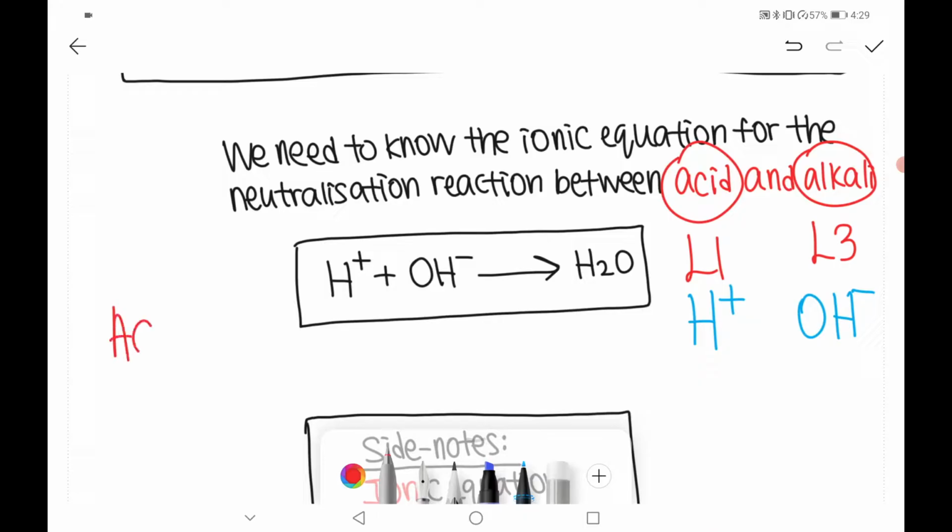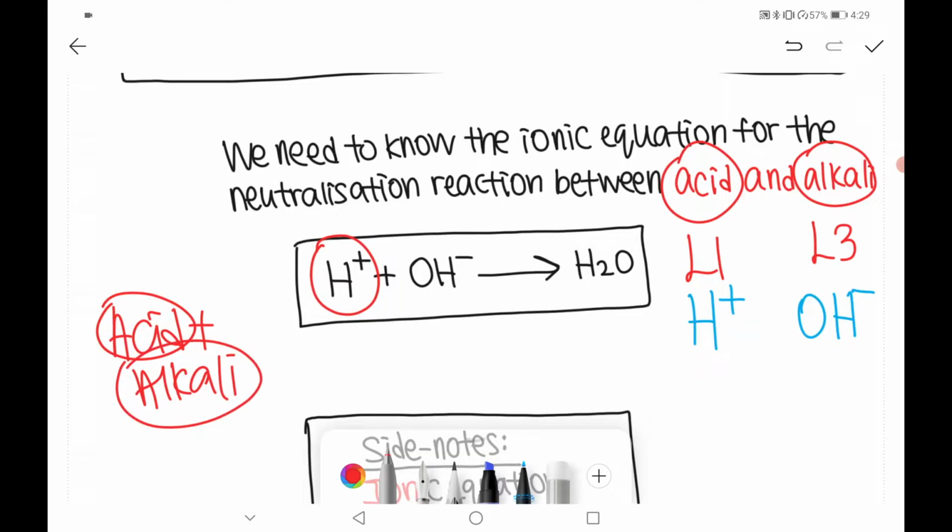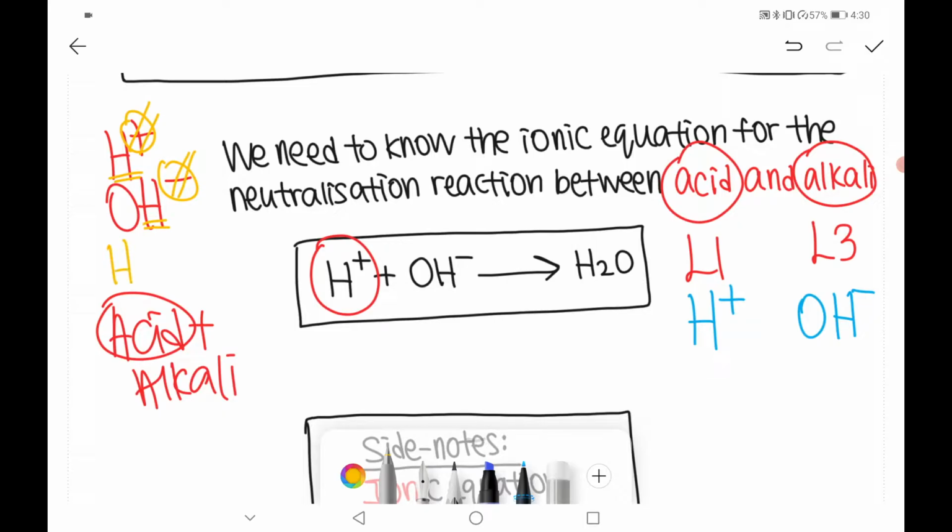So when acid reacts with alkali, what is the ion for acid? H plus, right? Think about acid, think H plus. What is the ion for alkali? OH minus. So when H plus reacts with OH minus, let's do mathematics. Positive and negative cancel. H and H, H2. One oxygen. That's why the final product is water.